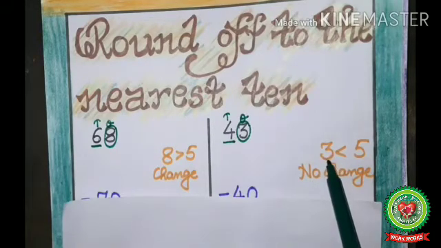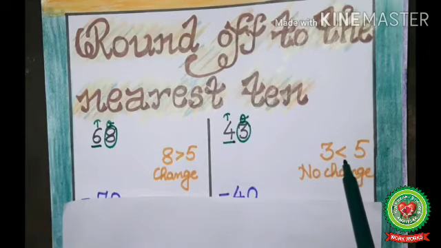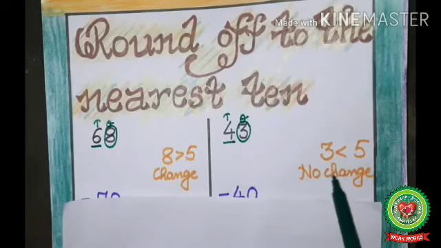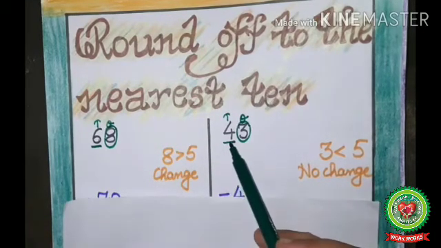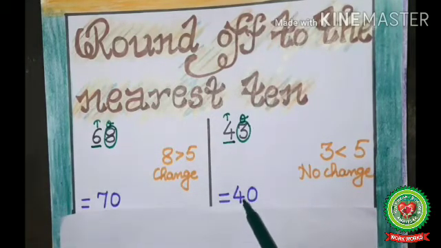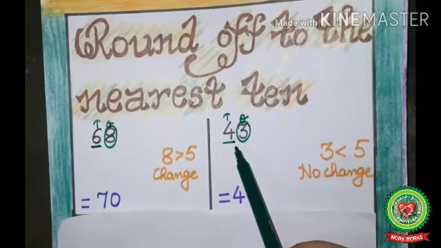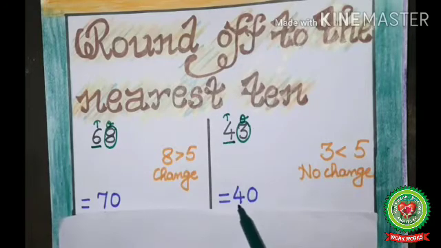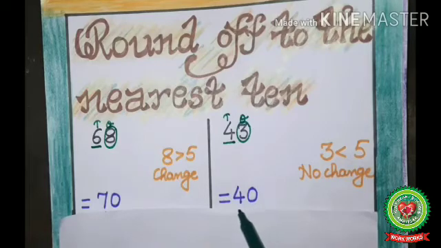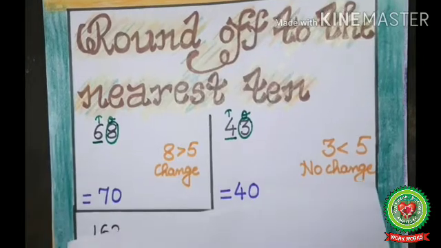Now one side I will write down 3 and other side 5. Now students, 3 is less than 5. 3 is smaller than 5. So there will be no change. No change means the digit that is at tens place will remain same. 4 will remain 4 and the digit at ones place will become 0. This means 43 is nearer to 40. So 43 will round off as 40. Now let's take example number 3.